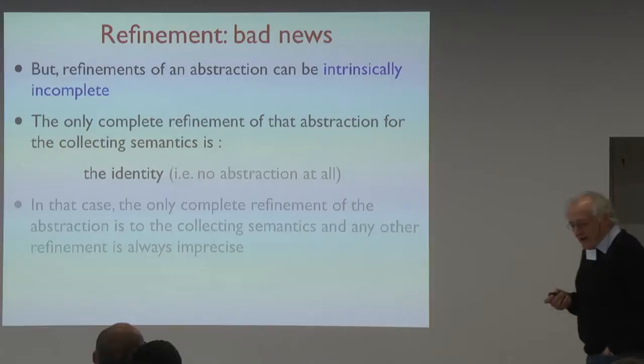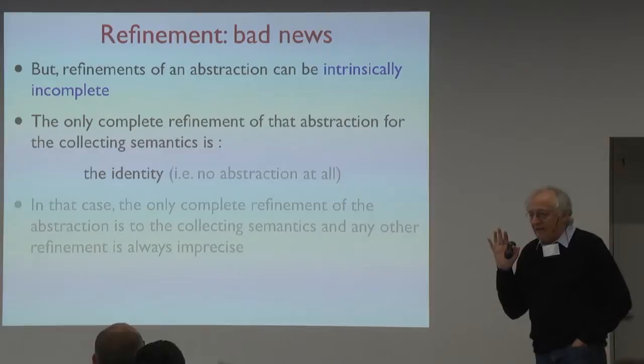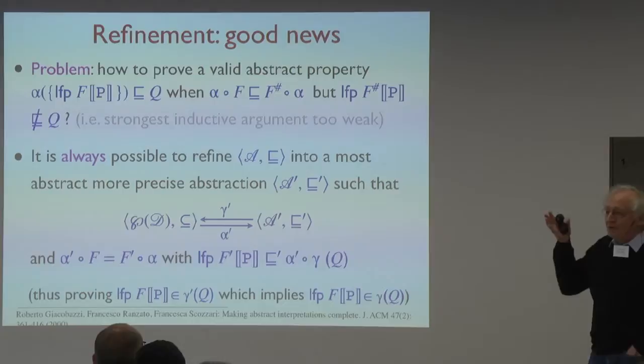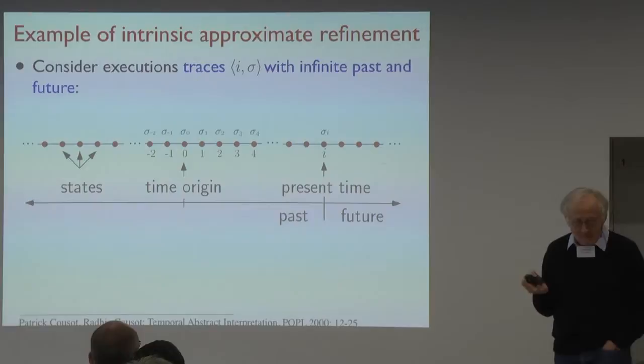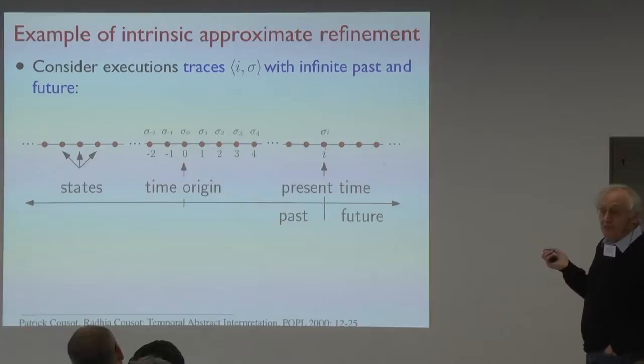So now there is also bad news. The bad news is that sometimes you have properties where you have an intrinsic incompleteness. That is, the only refinement that I can do here is the identity. And so you have to go to the semantics to make the proof. There is no way out. I will give you a very simple example. It's kind of model checking in a finite space, but it's completely undecidable. To do that, I consider an infinite future, which is the case in model checking, but also an infinite past.